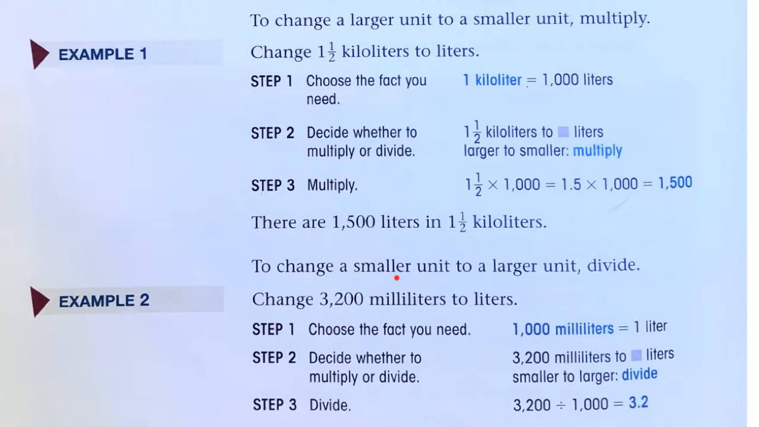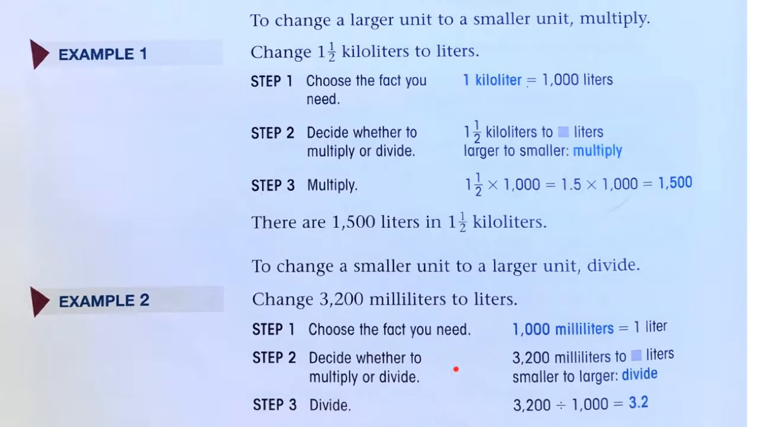To change a smaller unit to a larger unit, divide. Change 3,200 milliliters to liters. Choose the fact you need. So you could look at the table if you're not sure, as always. 1,000 milliliters are in 1 liter.